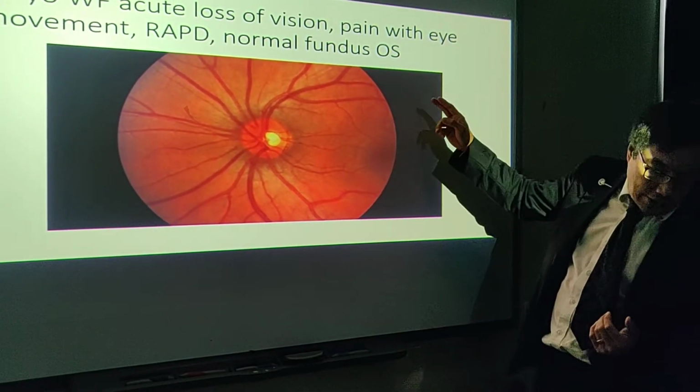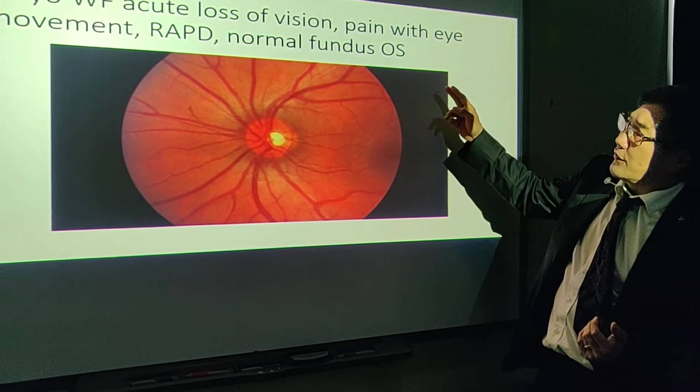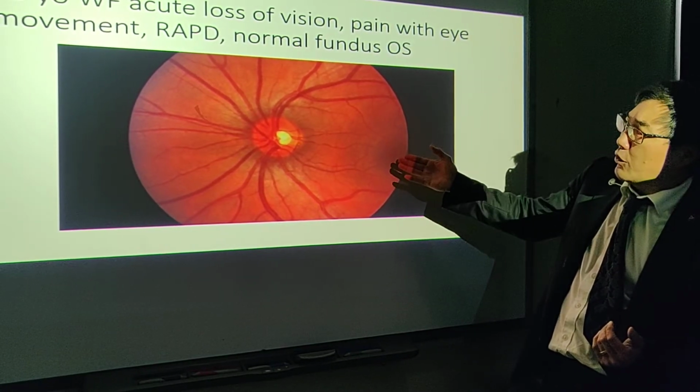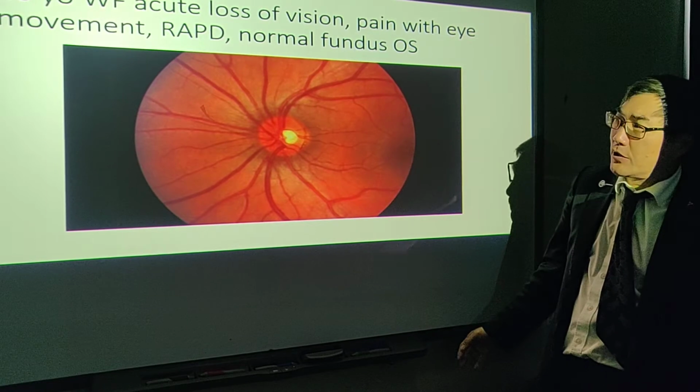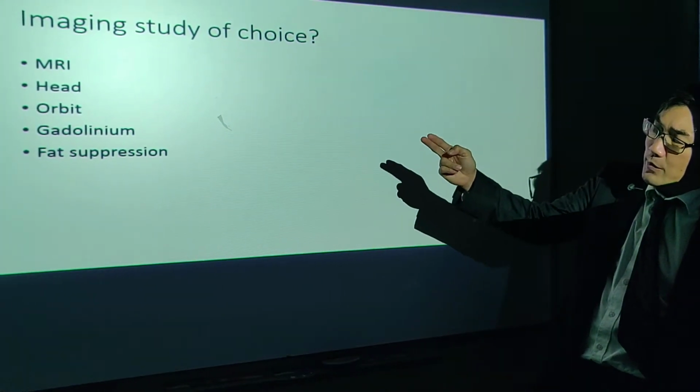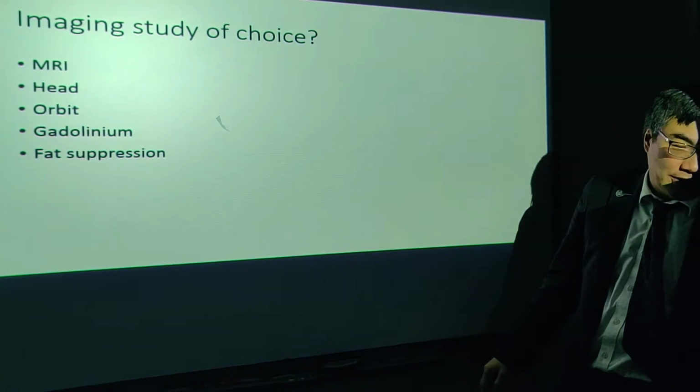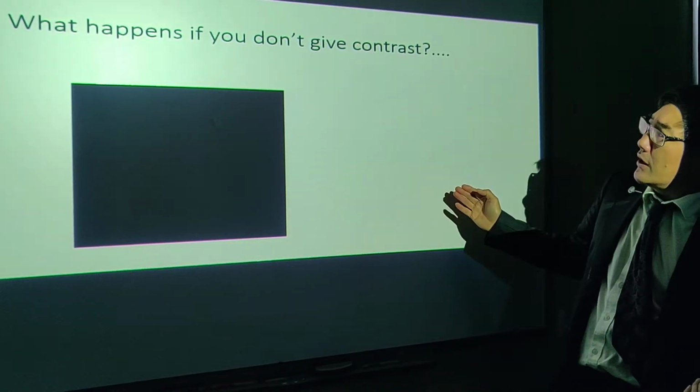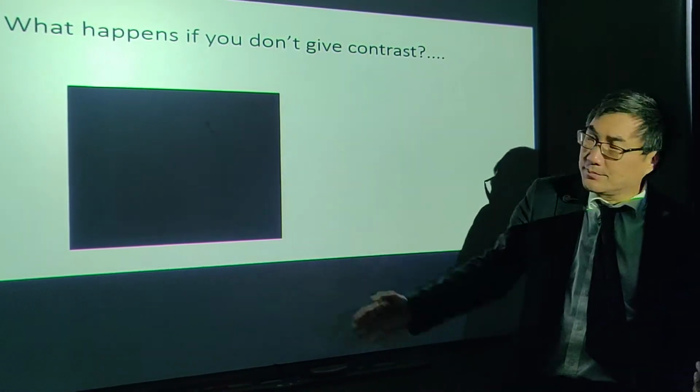So here's a 20-year-old female who has acute unilateral loss of vision, RAPD, and normal fundus. Of course, that's the stem for optic neuritis. And so the imaging study of choice, MRI, head, orbit, gadolinium with fat suppression. And if you don't give the contrast, you won't see anything.